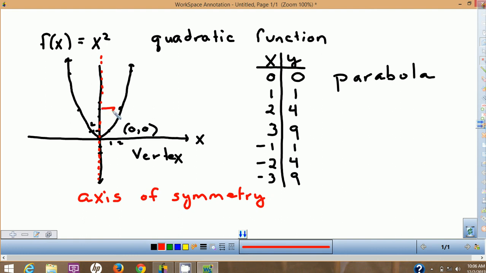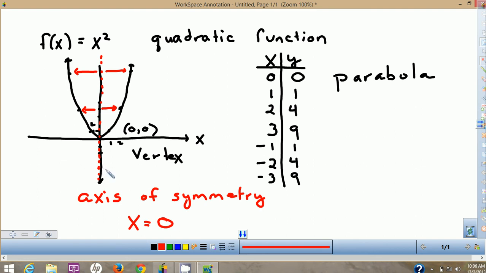Notice I go 2 to the right here, I go 2 to the left. Here I'm going 3 to the right, here I'm going 3 to the left. This axis of symmetry is dividing that parabola exactly in half so that it's a mirror image on one side. And the equation for that axis of symmetry is x equals 0. So if you'll notice, we're talking about the x value of our vertex, and that will be true throughout our discussion of quadratics, that axis of symmetry divides this parabola exactly in half.